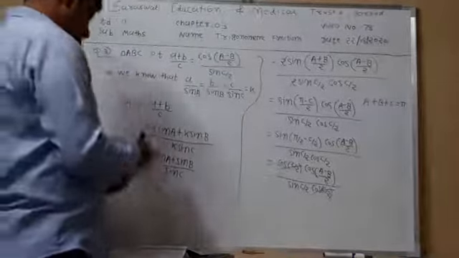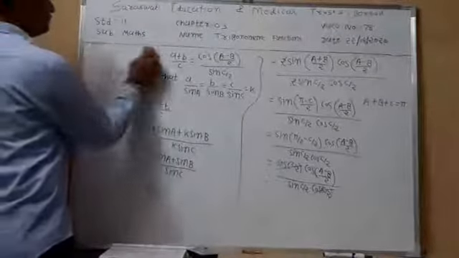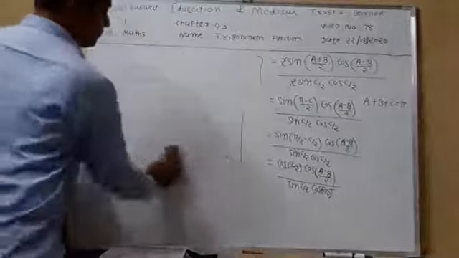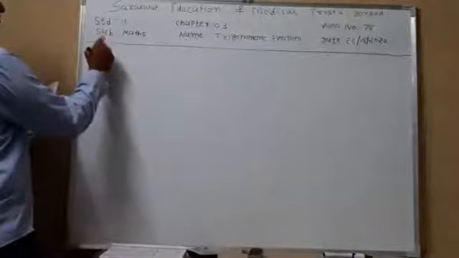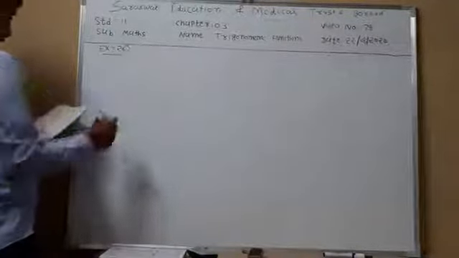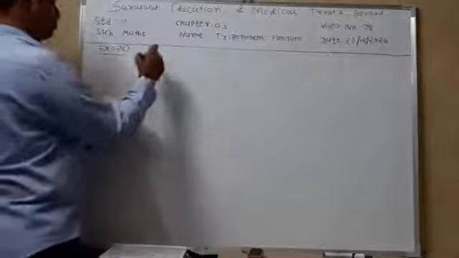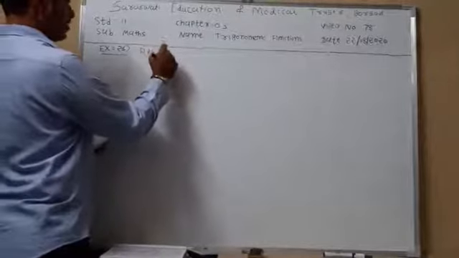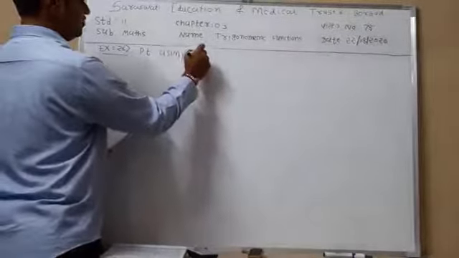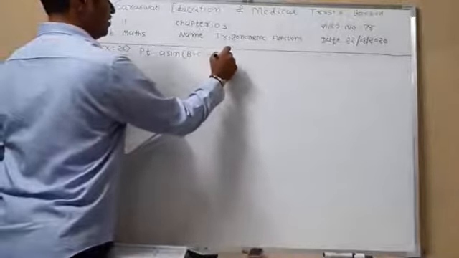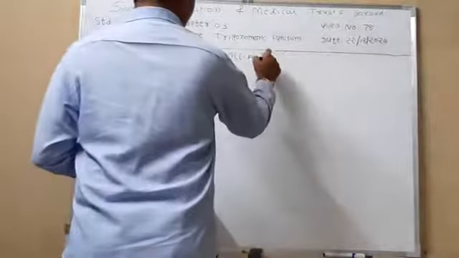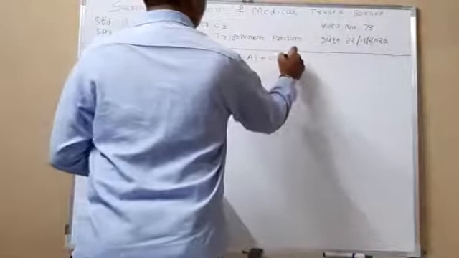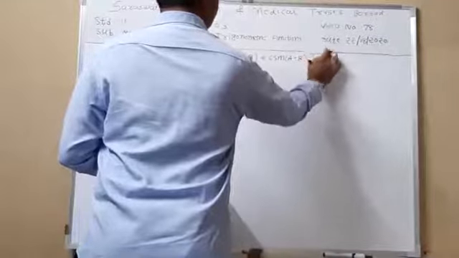Example number 26. In any triangle ABC, prove that small a into sin(b minus c) plus small b into sin(c minus a) plus small c into sin(a minus b) is equal to 0.